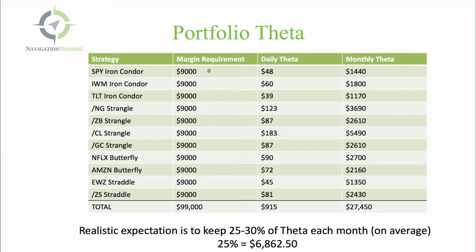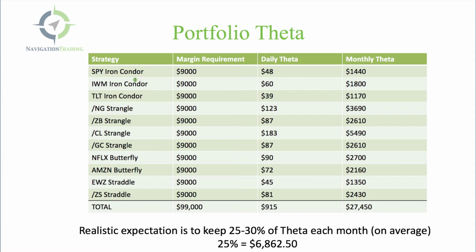And I tried to keep the margin requirement right around 9,000. So you can't get it exact. Some of these it's going to be a little over, some it'll be a little under, but that'll give you your baseline, giving you a total capital of just under $100,000 for this example. And then I went to the platform and I looked at each one of these and I said, okay, what's the theta? What's the daily income amount that I should expect from trading that particular symbol and that particular strategy?